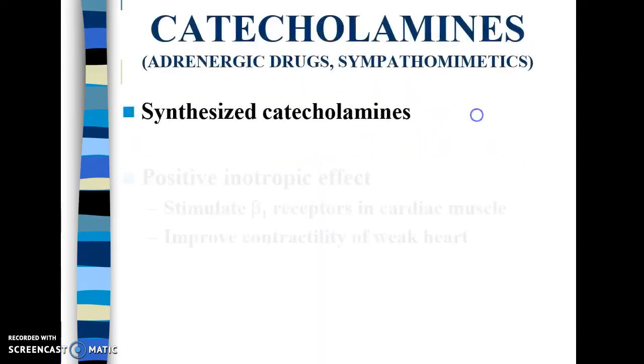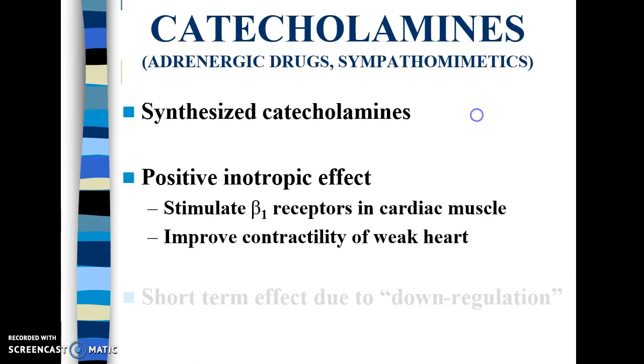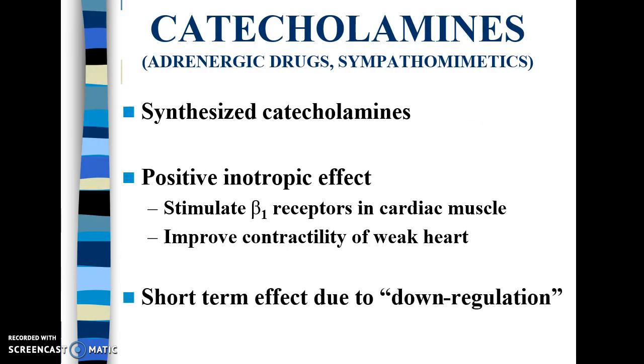So catecholamines are also called adrenergic drugs. They originate from the adrenal gland, and they are also called sympathomimetics because they mimic the sympathetic nervous system. We could also throw in a third name to them, and that is parasympatholytic. So we're going to counteract the parasympathetic nervous system with these drugs.